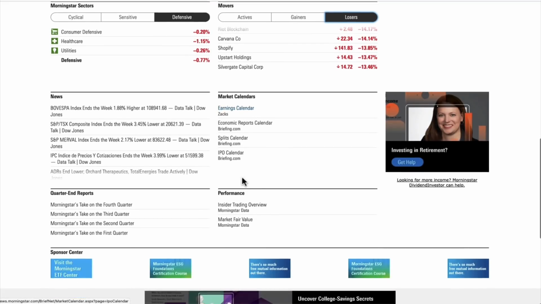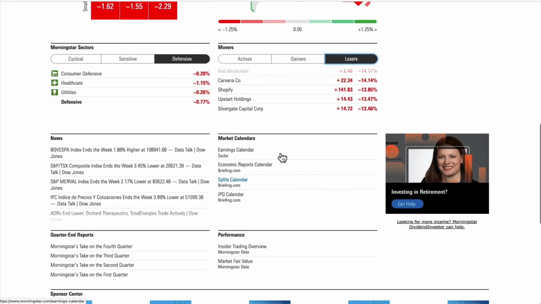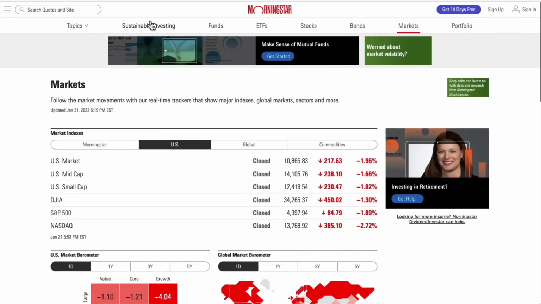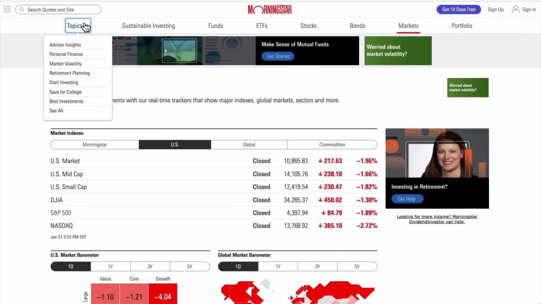And there's a whole bunch of things you can look at: the earnings calendar, economic reports calendar, splits calendar, IPO calendar, all by briefing.com, or you could just go to briefing.com on your own as opposed to viewing it through the lens of Morningstar. And you can play around. There's a whole bunch of stuff along the top that you can look at. They have different topics that you can visit.